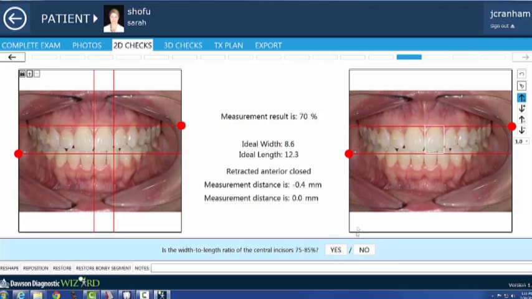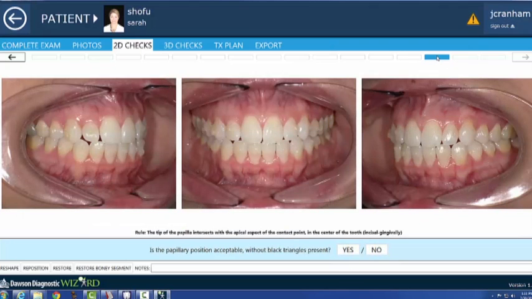We go to the next one, and we use the close-up view, the standard retracted view with the teeth together, to look at the papillas. And again, in her case, we're looking for any black triangle, and there are none. So that looks really good.